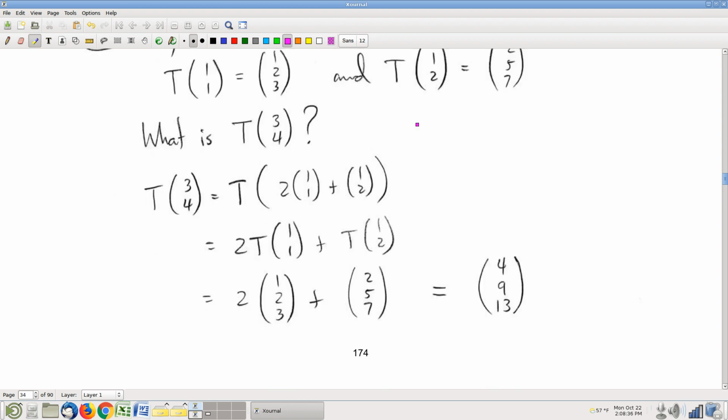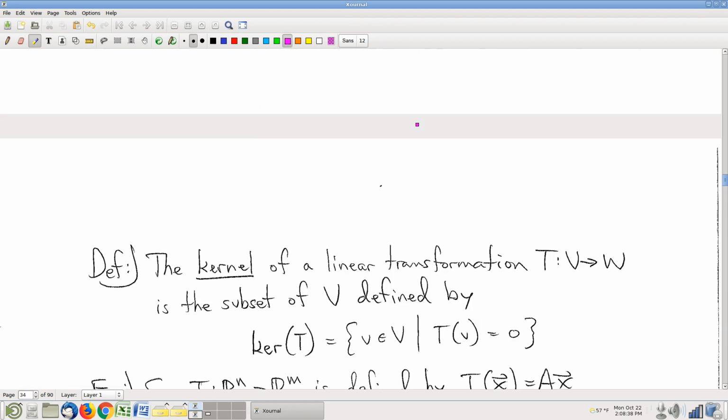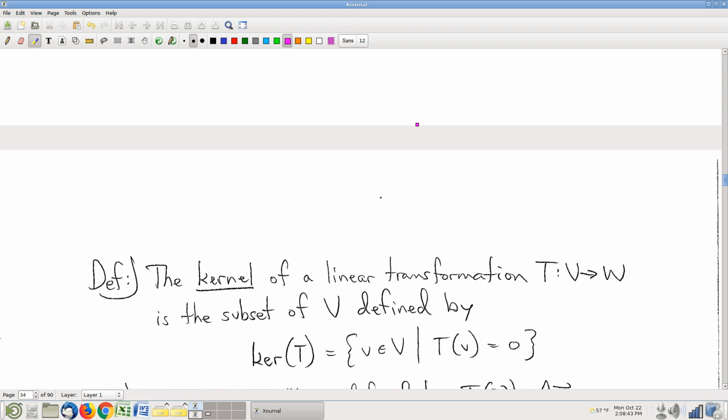Okay. All right. A little bit more definitions we've got to talk about. Got to define something called a kernel. The kernel of a linear transformation. Now, this is going to seem like a very familiar idea. It really is almost exactly the same as something we've already talked about. But let me go ahead and define it anyway. The kernel of a linear transformation. It's a subset of the domain. Lives inside of the domain.